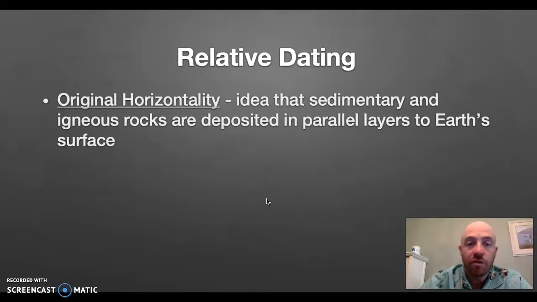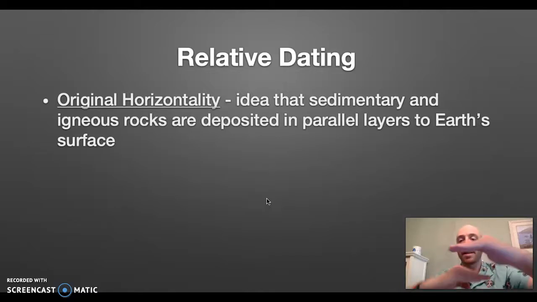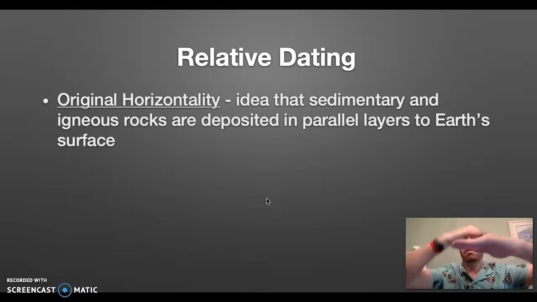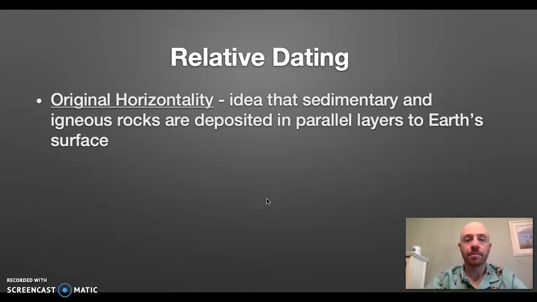Okay, original horizontality. It's the idea that sedimentary and igneous rocks, remember those are rocks we talked about in the beginning of our distance learning, right? Sedimentary rocks being the ones that were formed from pieces of older rock coming together, and igneous rock, ones that came from magma underneath the Earth's surface, are deposited in parallel layers to the Earth's surface. Remember, parallel just means like that, okay?